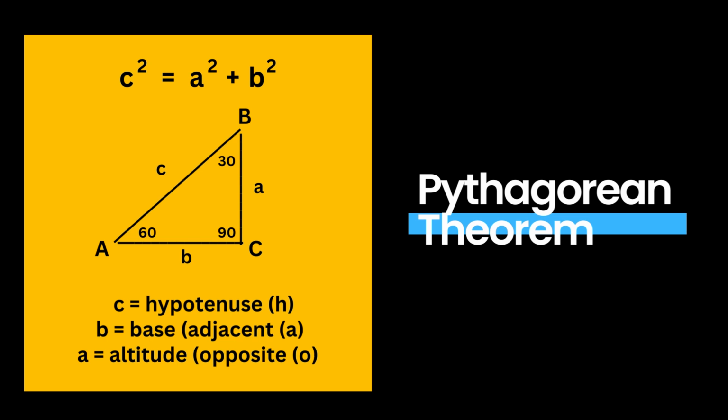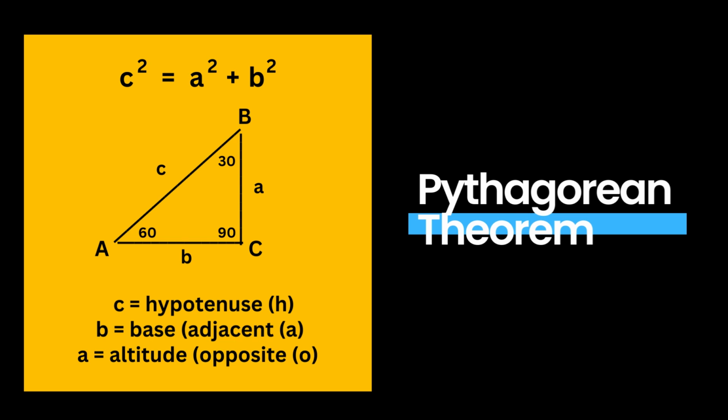The triangle is also made up of 3 sides. These sides are represented by small letters, like a, b, and c. The side opposite the 90 degree angle, or angle C, is called the hypotenuse. The side opposite angle A is called the altitude, and the side opposite angle B is called the base. Sometimes the base is called the adjacent side, while the altitude or height is called the opposite side.